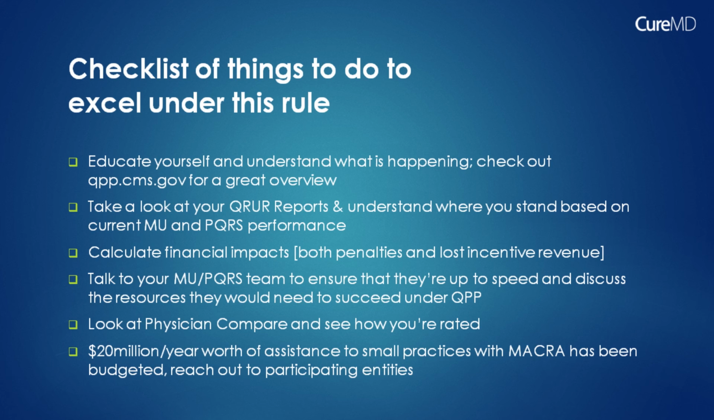You need to be talking to your meaningful use and PQRS team to make sure that they know what's happening. They're aware of your QR/UR reports. They're aware of how well you're doing under these programs, and they understand what you would need to do under QPP. So then you can evaluate financial impact versus the resources, time and effort that you need to put in to succeed under these programs.